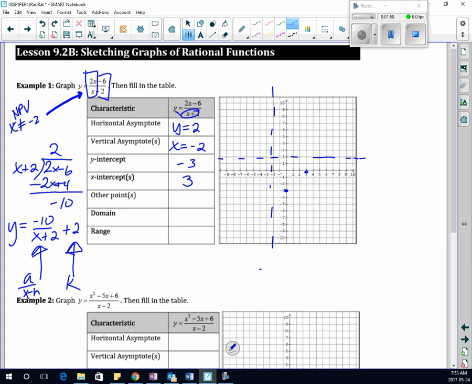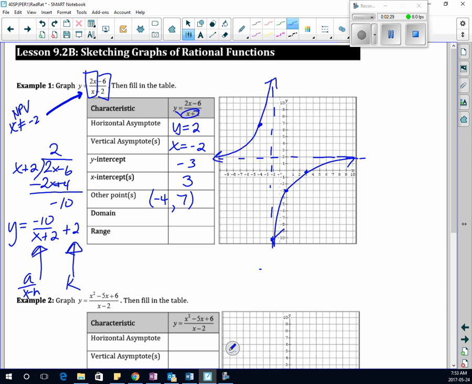So I know it's like this, and you just have to hug the asymptotes. Pick a point that's in the other quadrant. I'm going to sub in -4 and see what I get. So when x is -4, I get -8 minus 6, which is -14. -4 plus 2 is -2, so I get 7. So like that, and then again hug it.